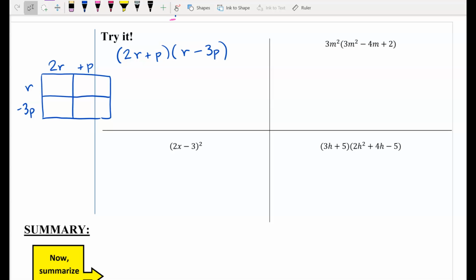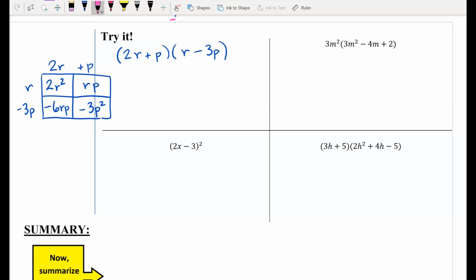So we have 2r times r is 2r to the second power. R times p is just r times p. Or you could reverse that order, p times r, it doesn't matter. When you multiply 2r times negative 3p, we're going to get negative 6 for the number part. And then r times p, or p times r, I'm going to write it r times p because that's the same order I had on the other one. And we know by commutative property that we can write those factors in any order. Now let's multiply p times negative 3p, and that gives us negative 3p squared.